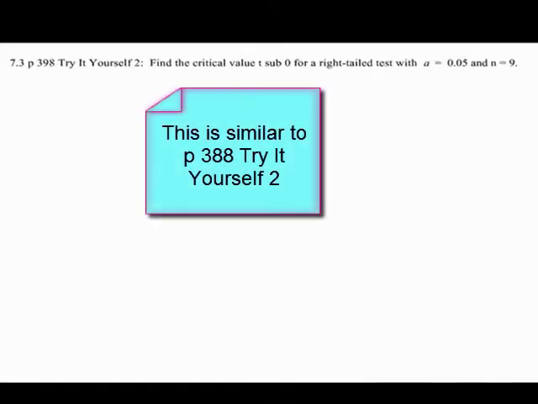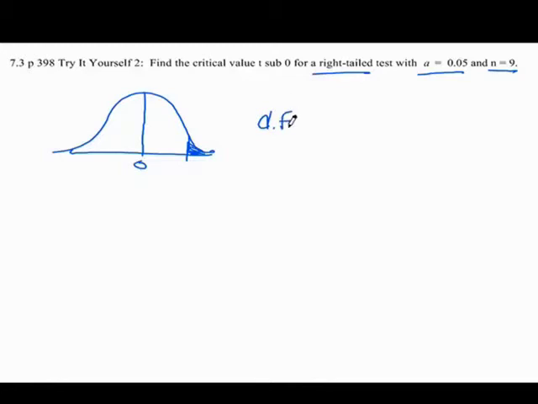This is section 7.3, page 398, try it yourself 2. Find the critical value t sub 0 for a right tail test with alpha equals 0.05 and n equals 9. Sample size is 9. And so to find a right-tailed test, that means we're going to have a tail, and you can imagine it as being perfectly symmetric to this. It's going to be positive. And we've got our alpha 0.05, our n is 9. So if our n is equal to 9, then our degree of freedom, because it's a small sample, is n minus 1, and that'll be 9 minus 1, which is 8.